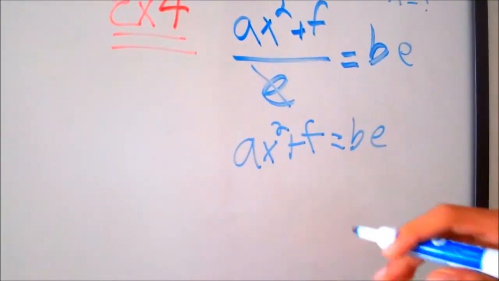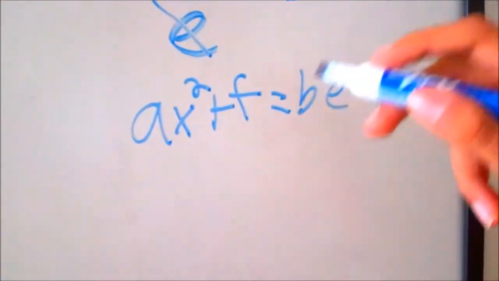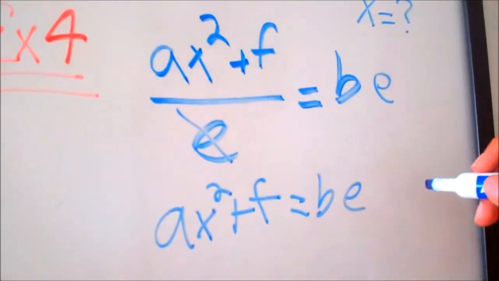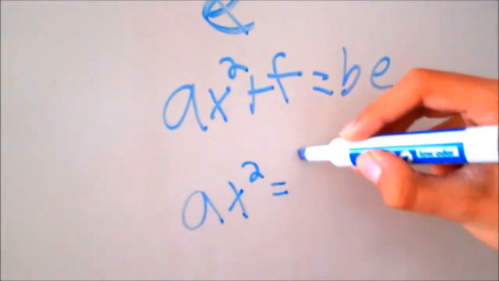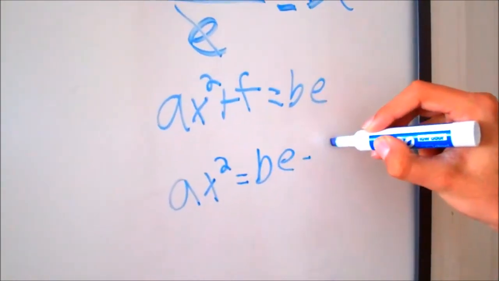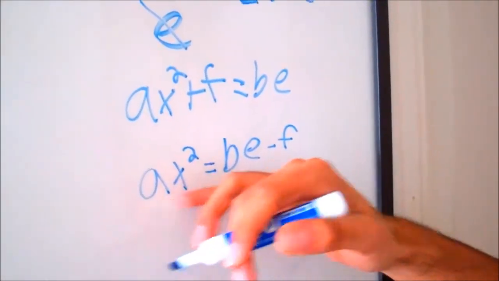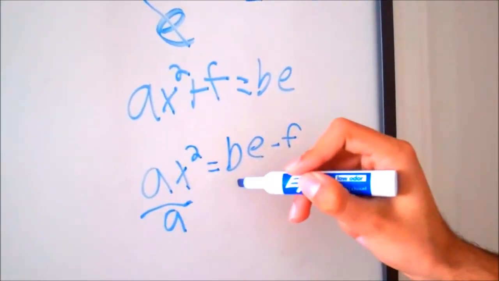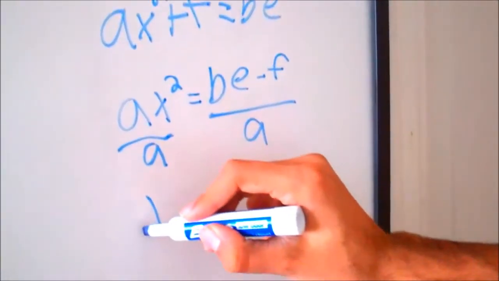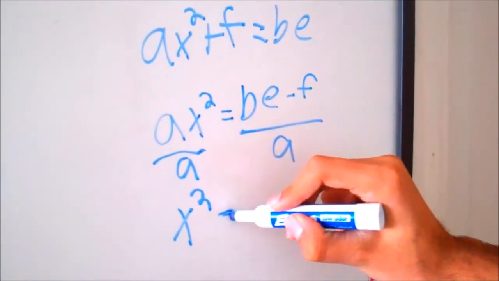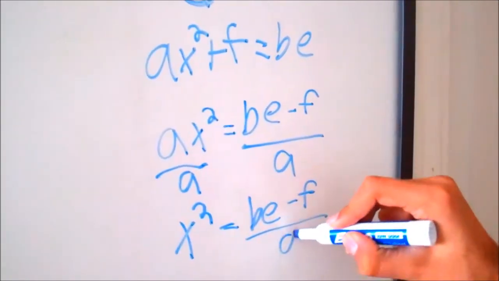Now, another simple step is to take away that f and bring it onto that side. So positive f, the opposite of a positive f is a negative f. So we would get ax squared equals be minus f. Now, to get rid of the a, we will have to divide that side by a, and therefore we have to divide the opposite side by a as well, giving us x squared equals (be minus f) over a.